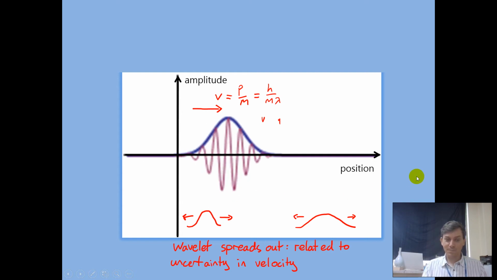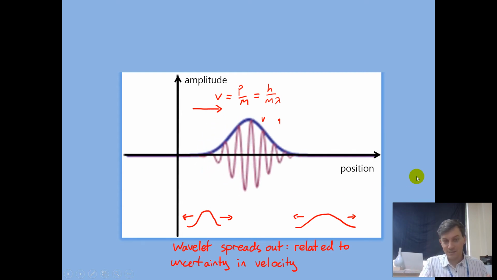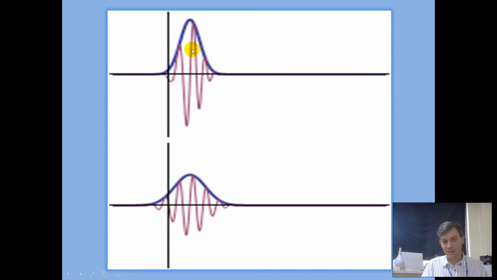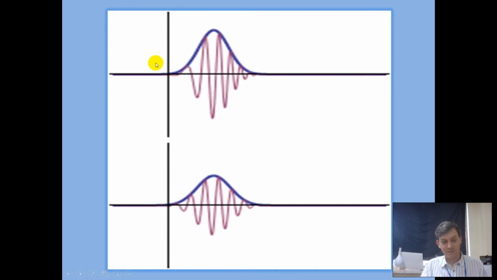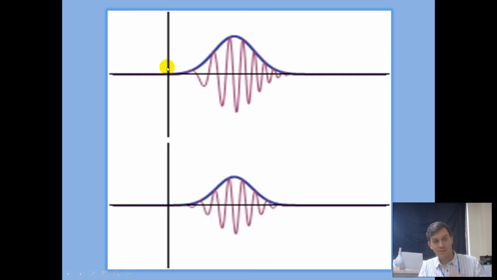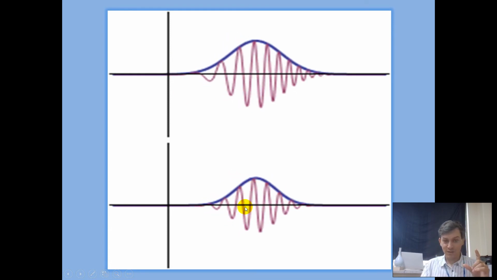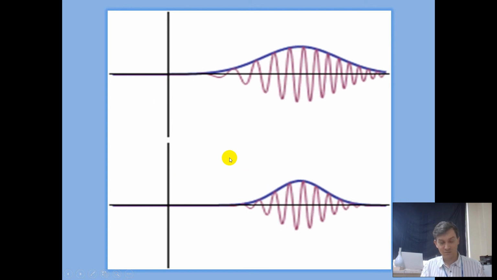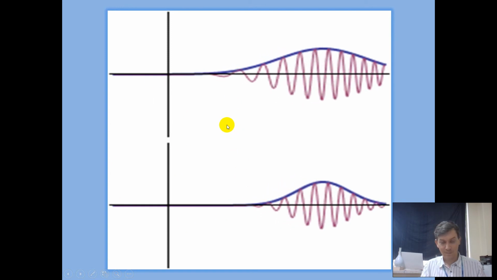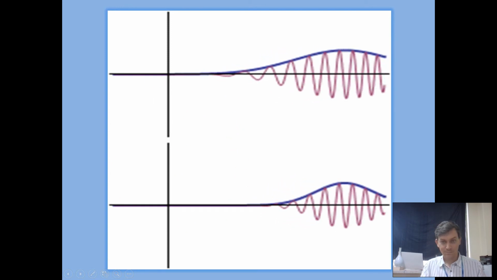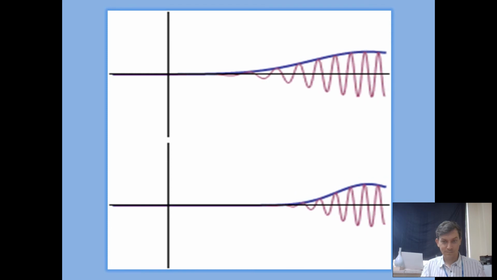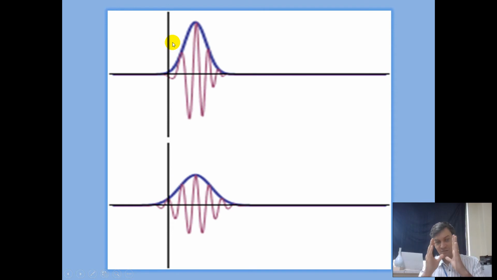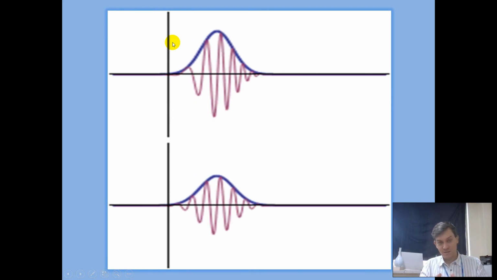Okay, so the next slide is showing two wavelets, and the first one here has a more well-defined position at the beginning, and the second one here has a less well-defined position. So if you wait until the animation runs around again, you can see that the wavelet at top is narrower than the wavelet at the bottom.